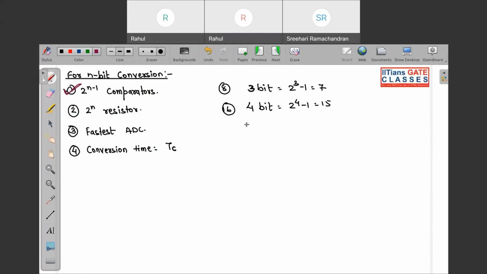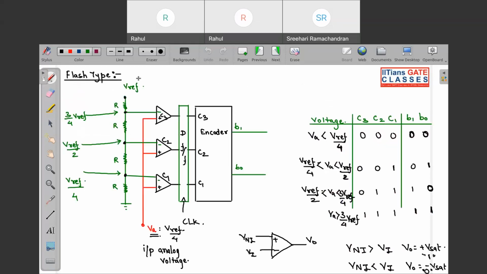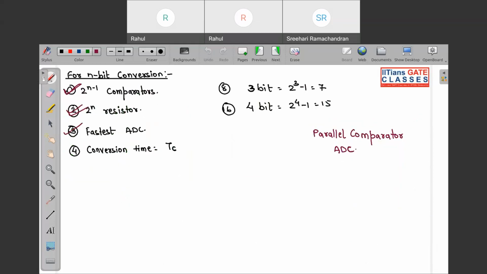Okay, and this is also known as parallel comparator. Another name for flash type is what? It is also known as parallel comparator type ADC. Okay, so this is very important. In all the objective kind of exams, you will find one or the other question from these two concepts. And this flash type ADC is the fastest ADC.